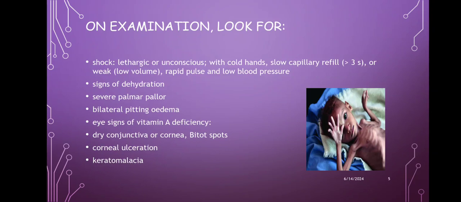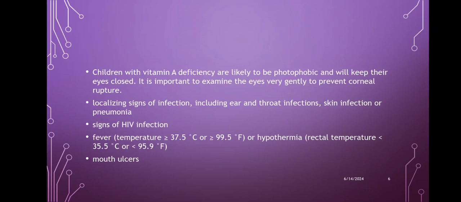So how are these signs going to present? You check for dry conjunctiva or cornea. Look for Bitot's spots, corneal ulceration, keratomalacia. Children with vitamin A deficiency are likely to be photophobic and they will keep their eyes closed. So in such cases, it's very important to examine the eyes very gently, that is to prevent corneal rupture. Localizing signs of infection should also be checked for, including ear and throat infections, skin infections, or pneumonia. Assess for signs of HIV infection, signs for the opportunistic infections that may have occurred.